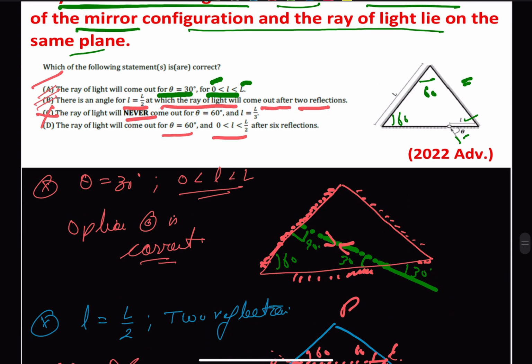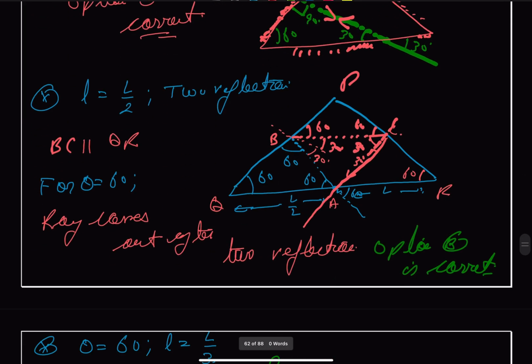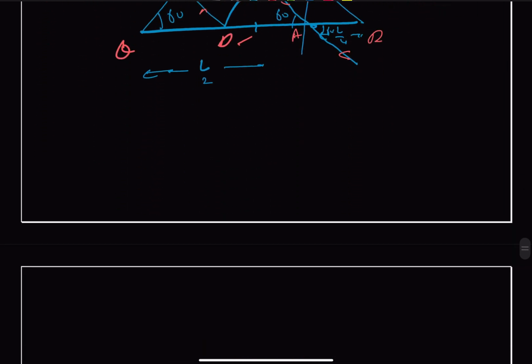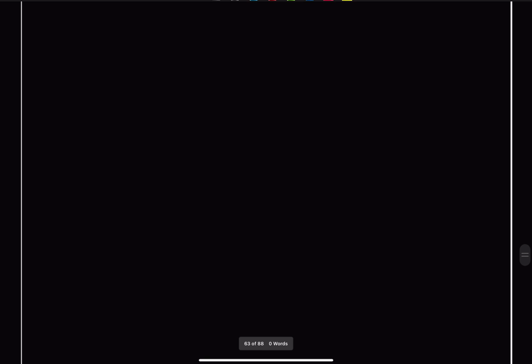it says after 6 reflections. Option number D is also correct. So only option A and B are the correct one. Options A and B are correct. Next question.